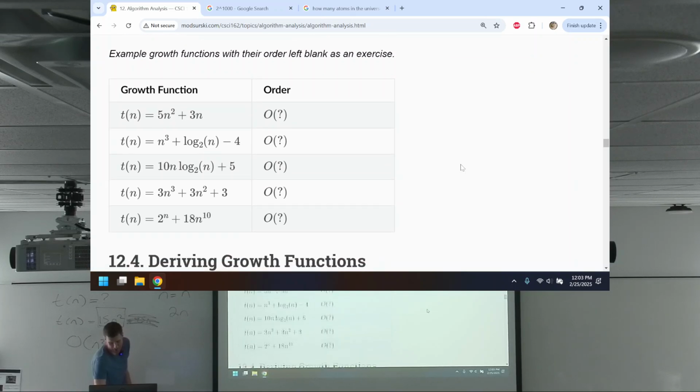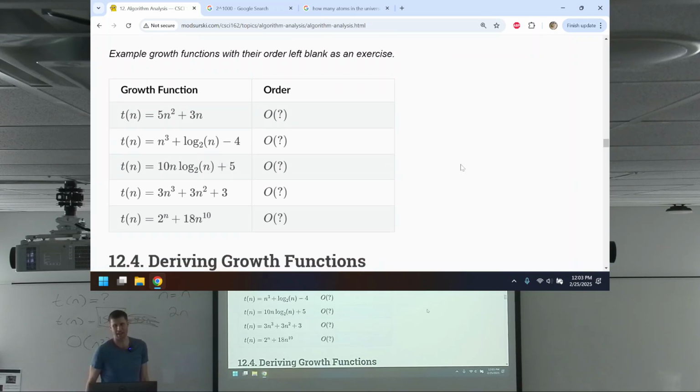So here's a quiz. Everybody, on the count of 3. We have a growth function of 5n squared plus 3n. Big O is 1, 2, 3. N squared. Nice. All right, n cubed plus log base 2 of n minus 4. 1, 2, 3. N cubed, right? 10n log base 2 of n plus 5. N log n. Very good. That was a tricky one.